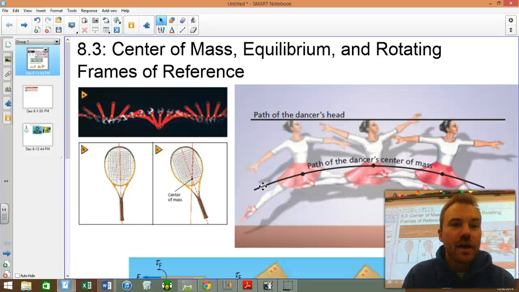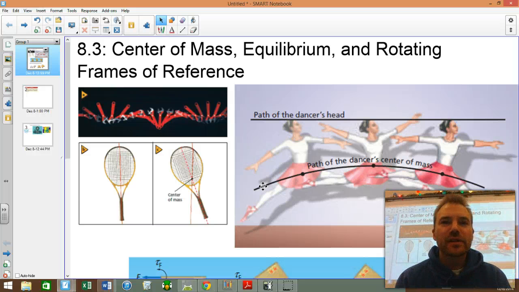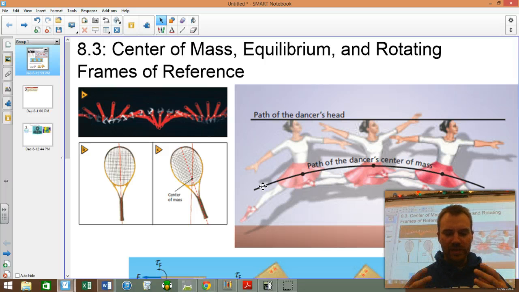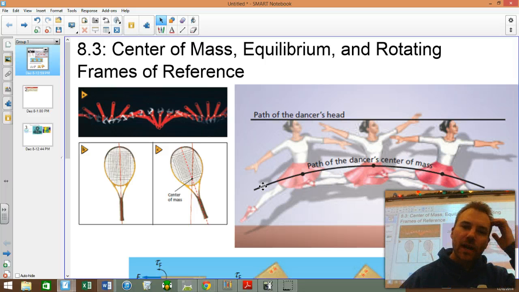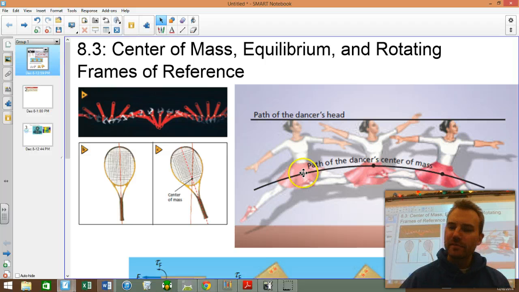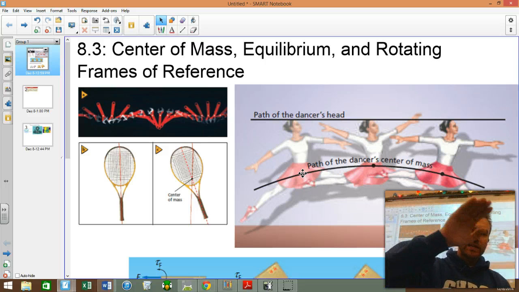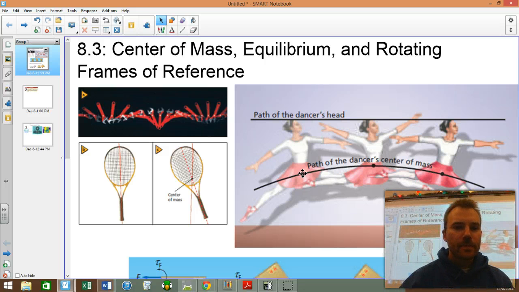Hey, ladies and gentlemen. 8.3 is entitled Center of Mass, Equilibrium, and Rotating Frames of Reference. We have talked about center of mass before. The center of mass of an object is just the point where we consider gravity to be acting. And we've talked about it with a human being. The center of mass of a human being is their belly button. And if you track the center of mass, it will take that parabolic trajectory.